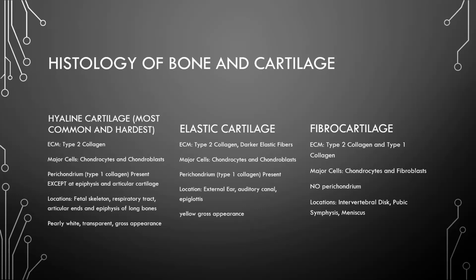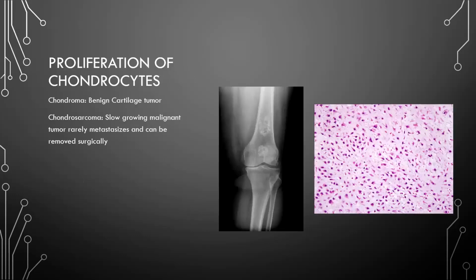And he said, you know how they always put gross pictures of things on the side of a question. So like know a yellow gross appearance for elastic cartilage or a pearly white transparent appearance for hyaline cartilage. And especially where hyaline cartilage is located. That'll be very important. So fetal skeleton and then the articular ends and epiphysis. So just read over this.